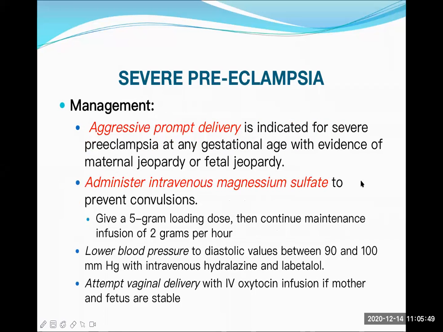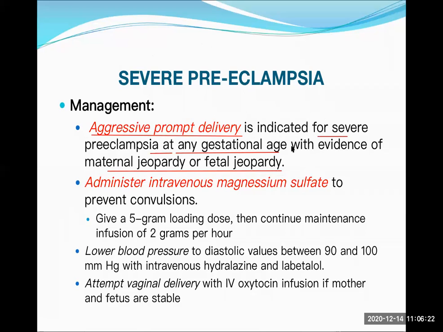Now, let's talk about the management. This is a case of severe preeclampsia. Aggressive prompt delivery is indicated. See this: aggressive prompt delivery is indicated for severe preeclampsia at any gestational age with evidence of maternal jeopardy or fetal jeopardy. Now, there is a big difference between the management of mild preeclampsia and severe preeclampsia.